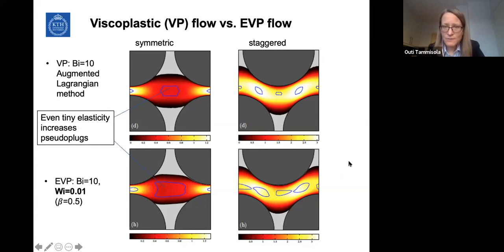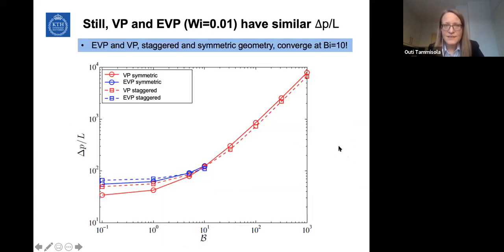So let's see how this affects the pressure drop. Actually, the answer is not so much, at least in this regime that we have studied. Here we have the Bingham number on the horizontal axis and the pressure drop over distance on the vertical axis, and we have 4 different results summarized. We have the viscoplastic flow in both geometries in red, and the elastoviscoplastic flow in both geometries in blue. We can see that the results are not too far from each other, especially when you go to these Bingham numbers of around 10 that I showed before. Here all the 4 results are very close to each other.